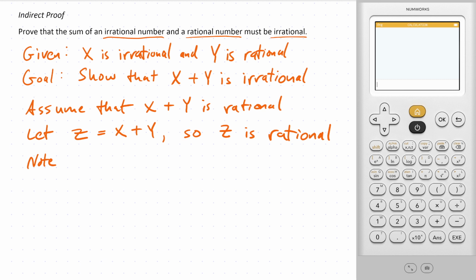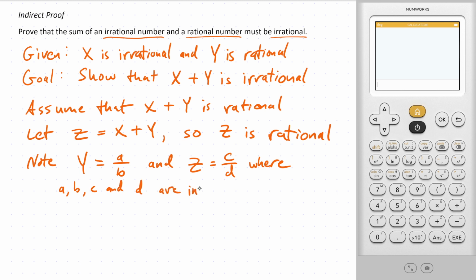So note that x is our irrational number. Note that y equals a over b, and z equals c over d, where a, b, c, and d are integers. The reason we can conclude this is that we are assuming that z is rational, and as we have at the top, that y is rational. You see that here at the top. And we're assuming z is rational as well.